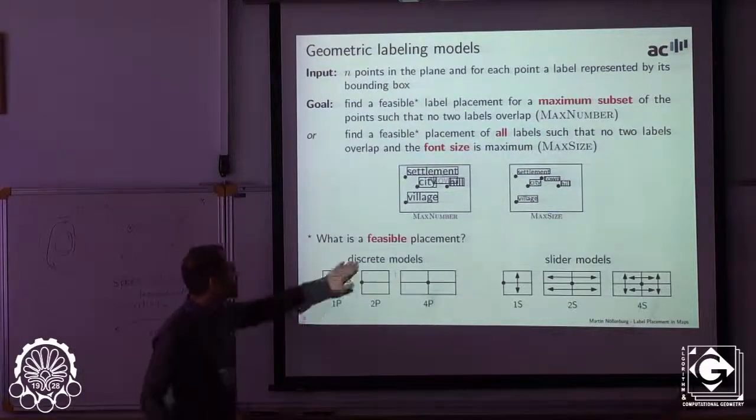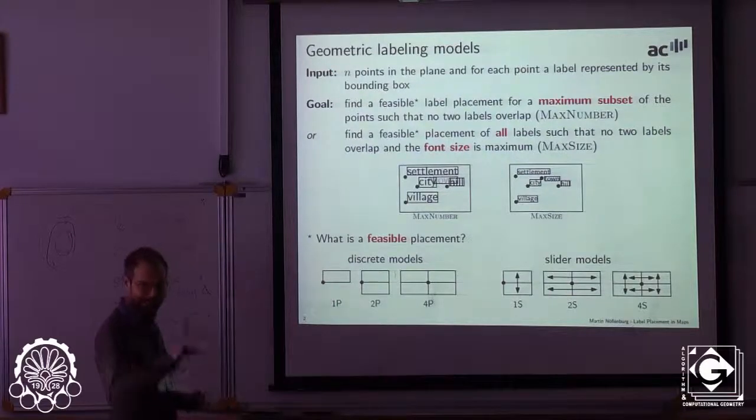So we need to define what is a feasible placement of that rectangle with respect to the point that should be labeled.